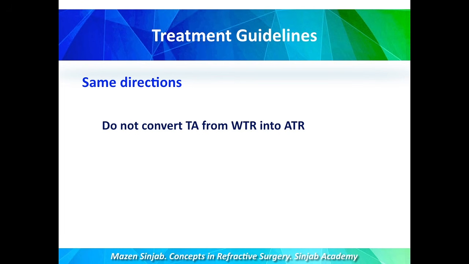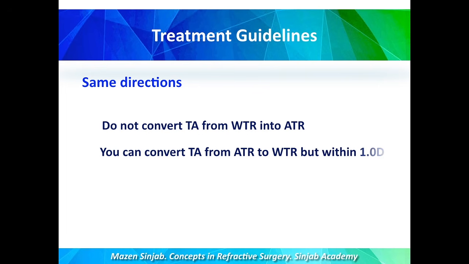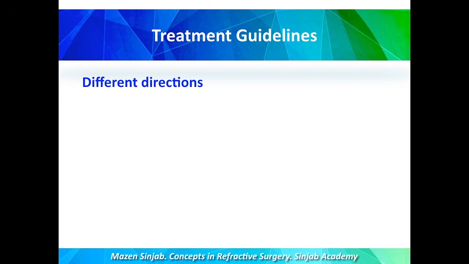The first one is, do not convert topographic astigmatism from with the rule into against the rule. And the other one is, you can convert topographic astigmatism from against the rule to with the rule, but within 1 diopter. And we will study later a lot of examples to explain these 2 rules.